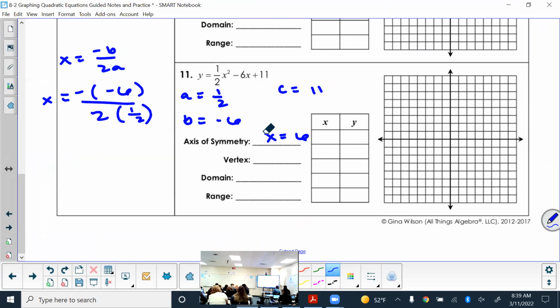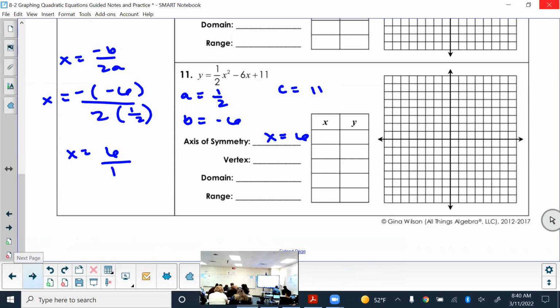Now you can also do it by hand. It's not that hard just because there's a fraction, but I can see how some of you freeze up. What happens to the negative 6? Good. What's 2 times 1/2? What's 6 divided by 1? So same difference, but if you struggle with fractions, just use your calculator. That's as far as we'll go on this one.